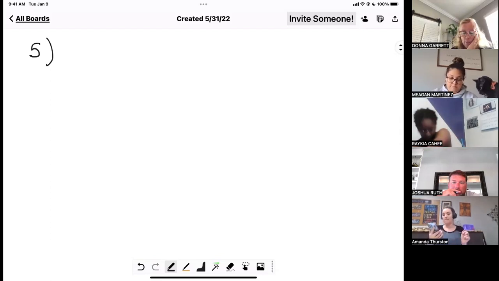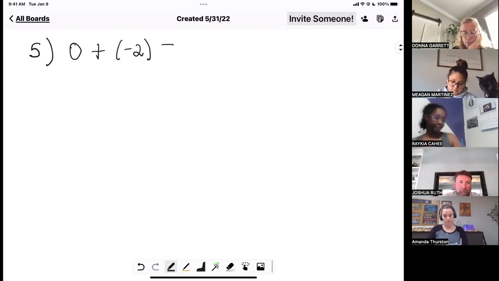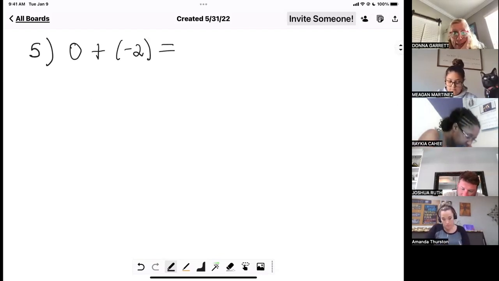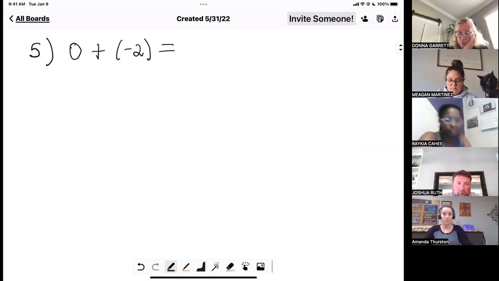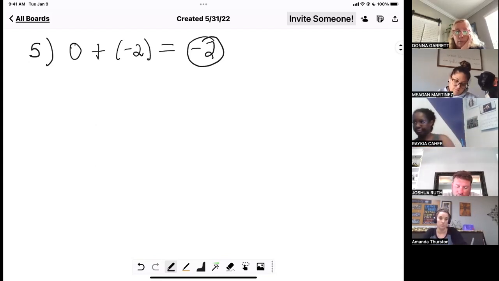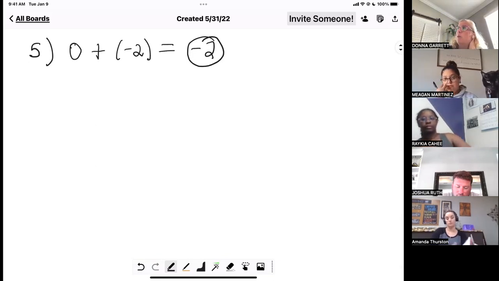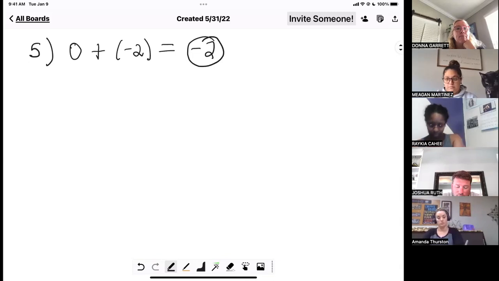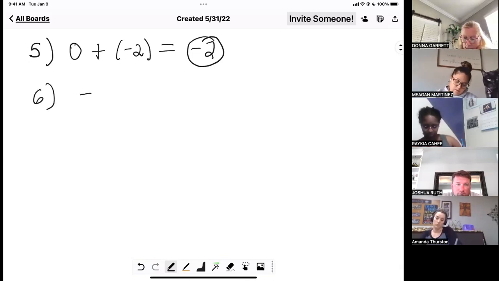Okay, so I haven't done something like this with you yet. 0 plus -2. Well, 0 is not positive or negative, it's just 0. So if I add nothing to -2, it's just -2. So there is no rule for this other than if you add nothing to something, it's still something. Like 5 plus 0 is 5. 0 plus -22 is -22. This stays the same.